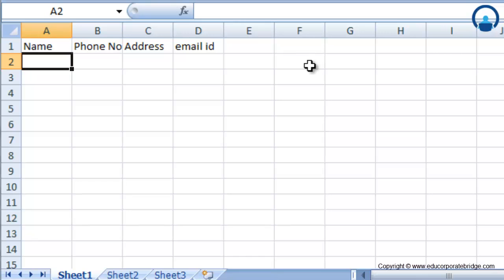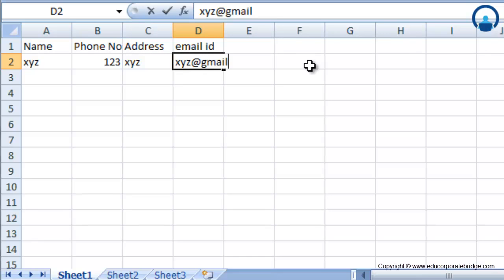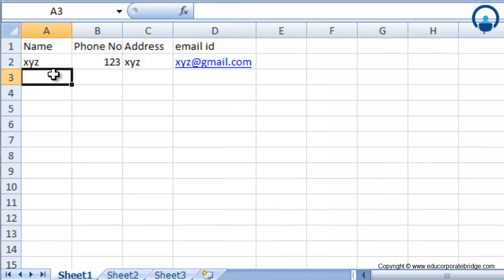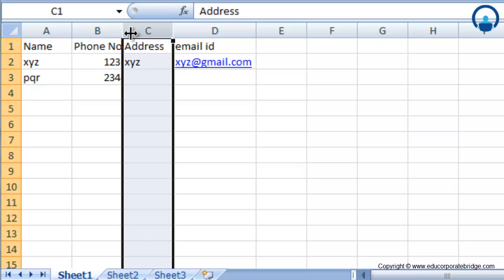Now consider that you are making this in SQL. So a user XYZ would have a telephone number 123, and maybe the address same as his name XYZ, and an email ID xyz@gmail.com. Now suppose I have another user PQR. Mr. PQR has the phone number 234, but Mr. PQR is a very busy man, so he has more than one phone number.